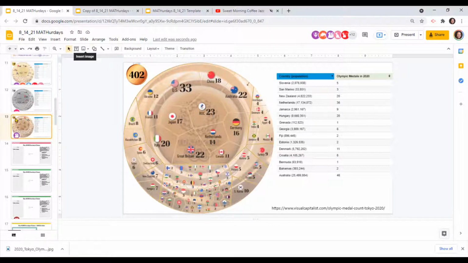So I'm from Canada. Our population's way smaller. We never get as many golds as medals as anybody else. But I think our population, I should know our population.